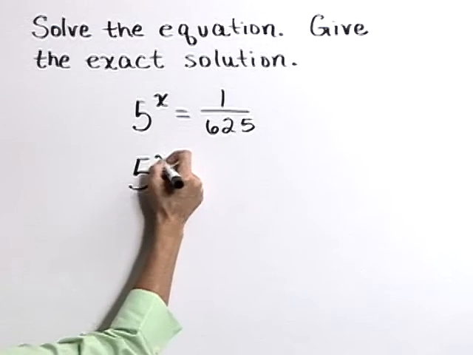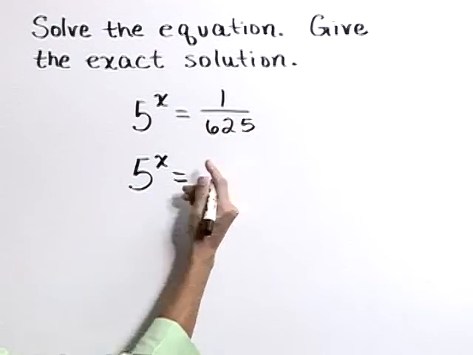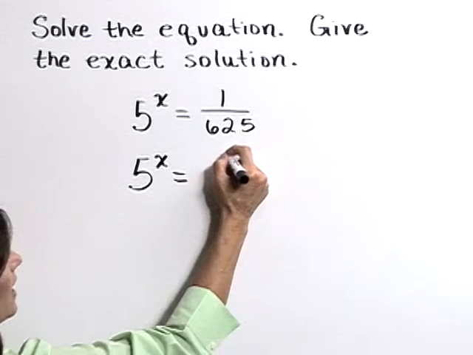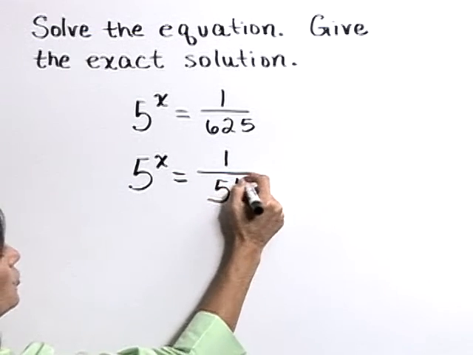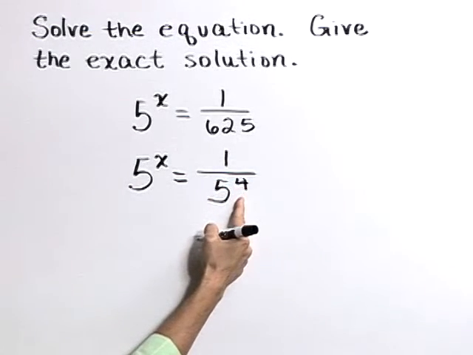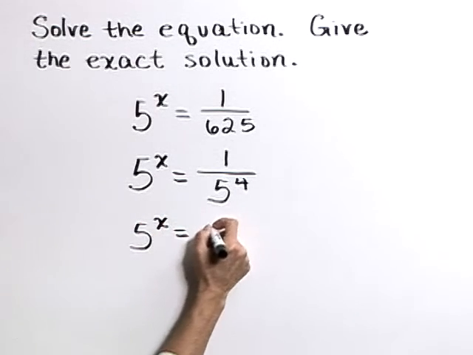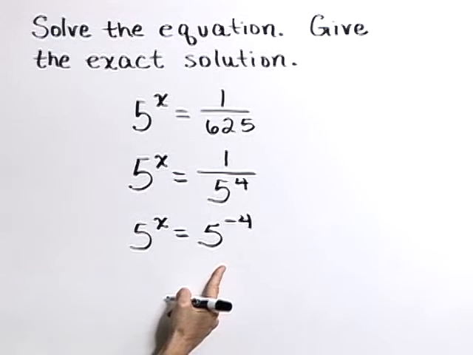I'm going to take a step here and write this right-hand side with the same base as 5. Starting by saying that this is 1 over 5 to the 4th power. We can also say that that then is 5 to the negative 4th power on the right-hand side.